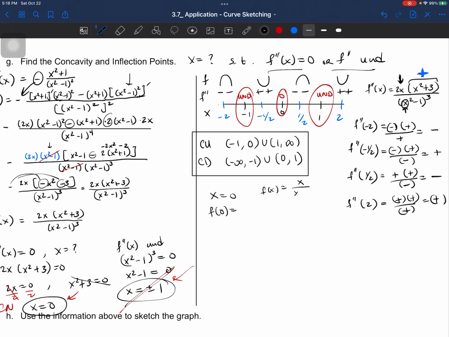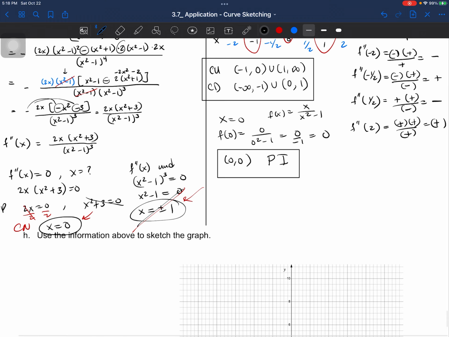So we gotta plug it into the original function. Let me go back to my notes. It'll be f of x is x over x squared minus 1. So this will be 0 over 0 squared minus 1, which is 0 over -1, which is 0. So (0, 0) is going to be a point of inflection, because there's a change of concavity there.